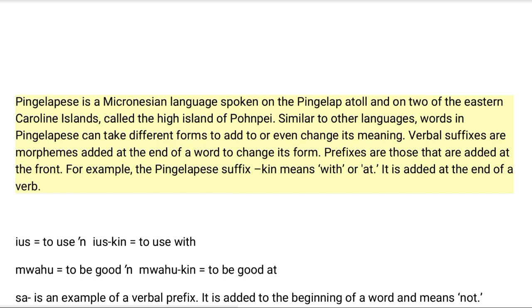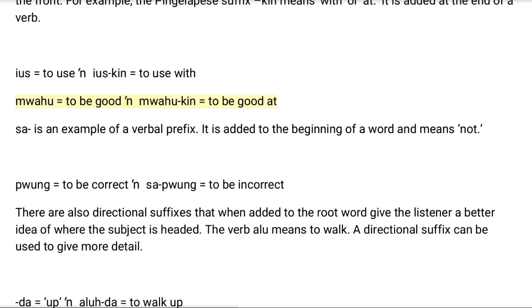For example, the Pingelapese suffix -kin means "with" or "at." It is added at the end of a verb. Use equals "to use" → use-kin equals "to use with." Mawahu equals "to be good" → Mawahu-kin equals "to be good at." Sa- is an example of a verbal prefix. It is added to the beginning of a word and means "not." Puang equals "to be correct" → Sa-puang equals "to be incorrect."